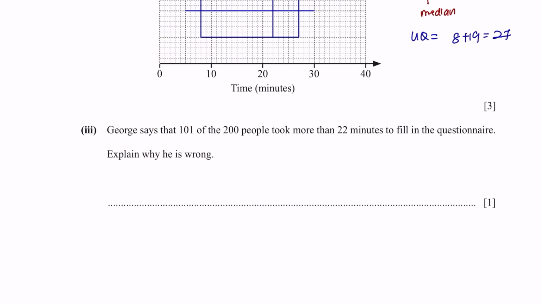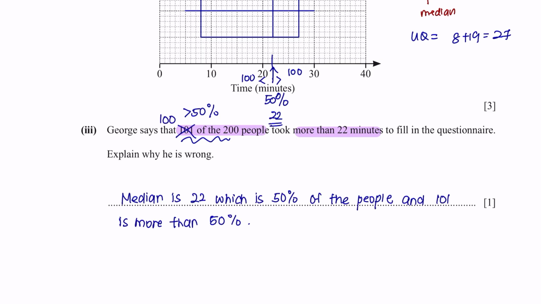Part 3. George says that 101 out of 200 people took more than 22 minutes to fill in the questionnaire. Explain why he is wrong. 101 out of 200 people is more than 50% out of the total. And the median here represents the mark of 50%, which is at 22. So this means that 100 people took more than 22 minutes and the balance remaining 100 people took less than 22 minutes. So the answer here is wrong because it should be 100 and not 101 people.